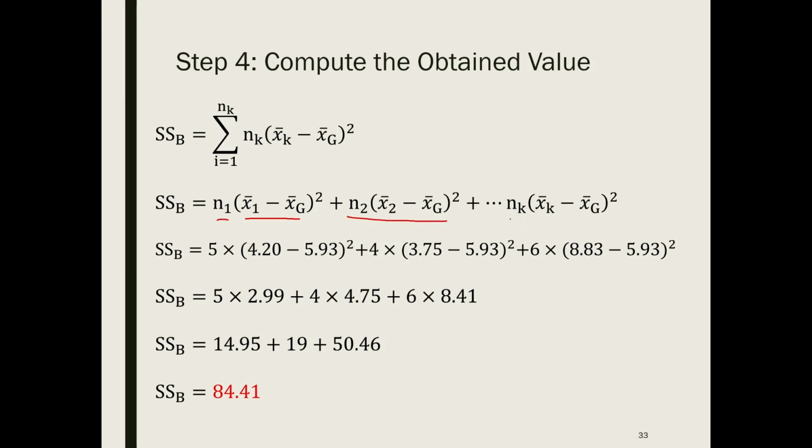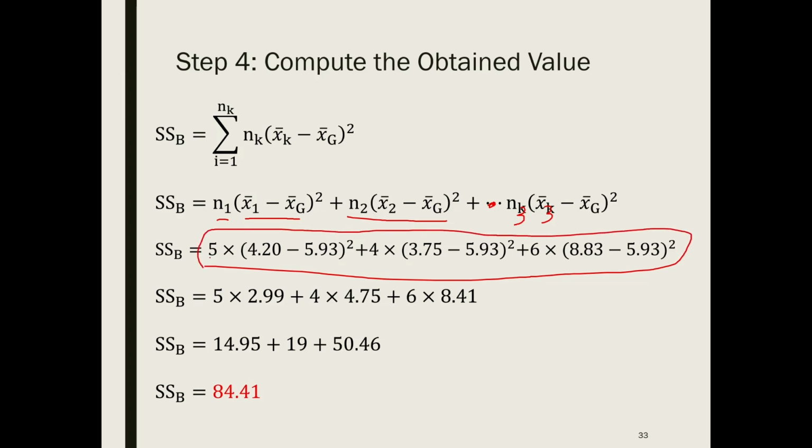You do the same thing for the third group. You can make the third group like here. So you will again put those numbers into the formula and calculate the whole thing carefully, and you will get the SSB as 84.41. Now you can pause the video and use your calculator to double check it.